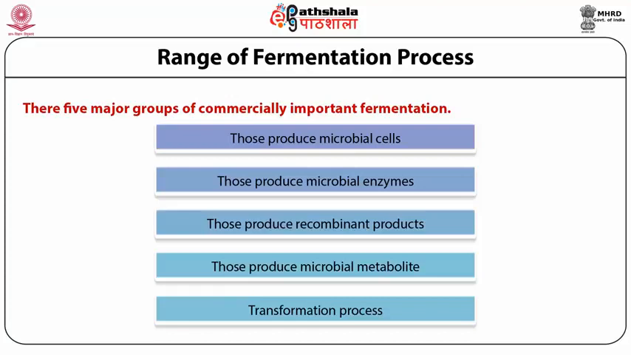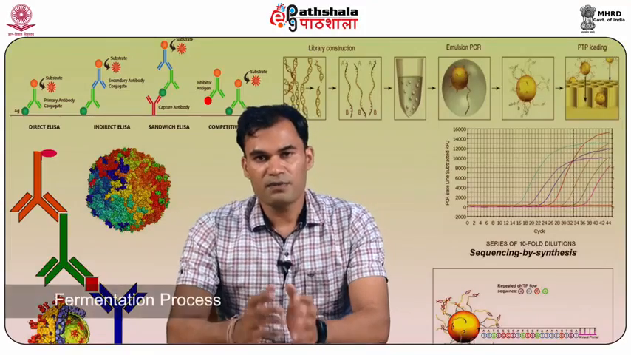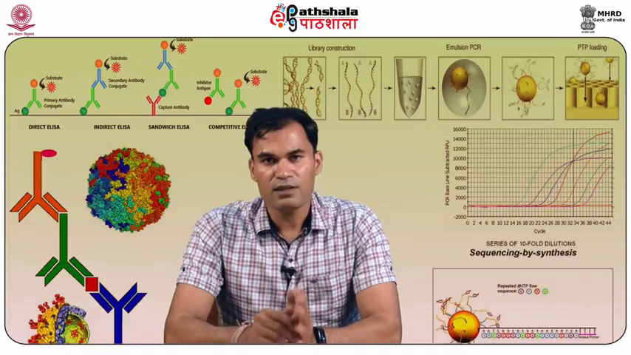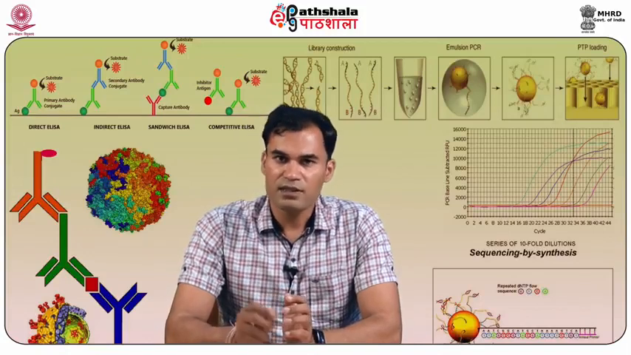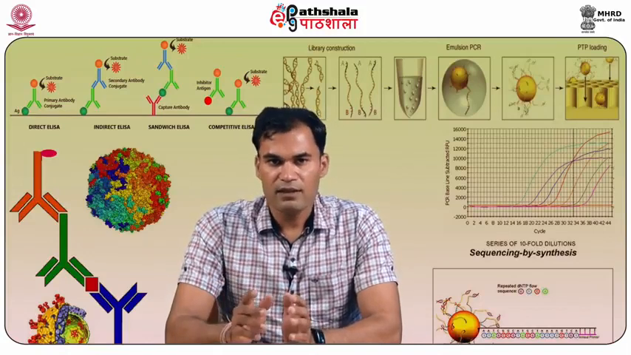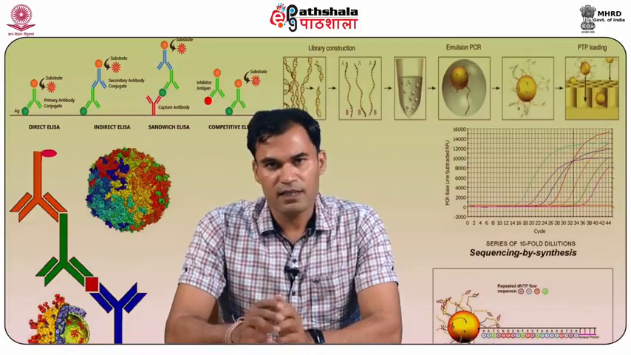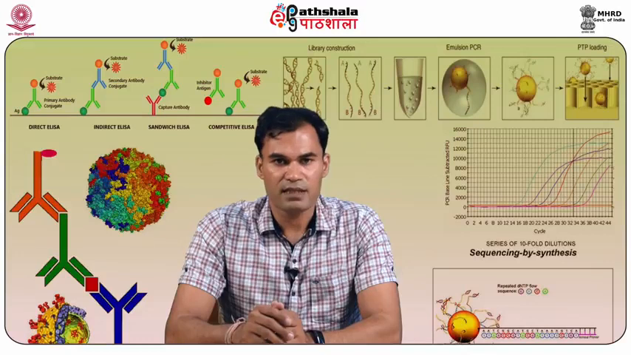The next range of fermentation process is the transformation process. In the transformation process, we convert one product into another. For example, we can convert alcohol into acids. Now, how is the fermentation process carried out? It is carried out in four steps. First, you have to select the particular strain, then go for scale up, then downstream processing, and the last one is product packaging.